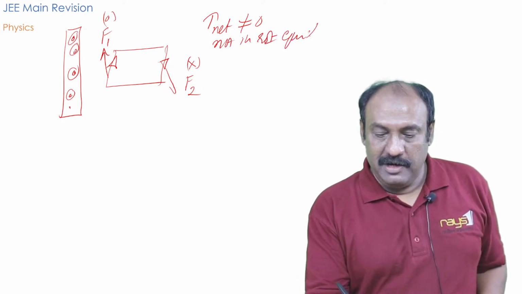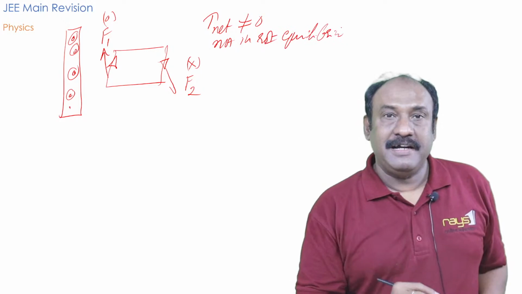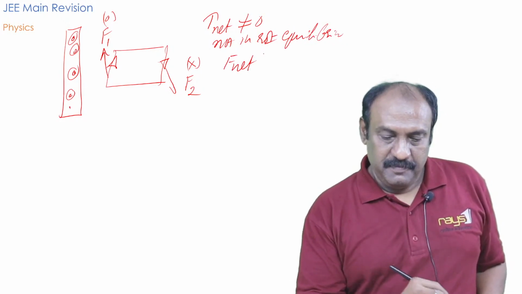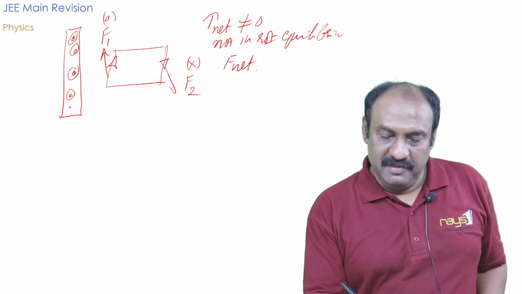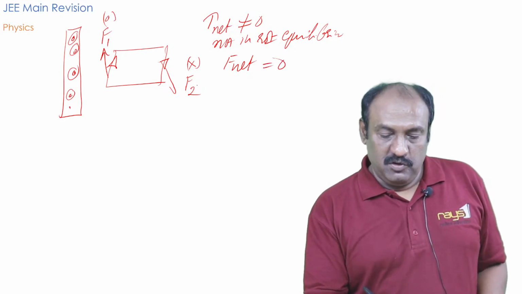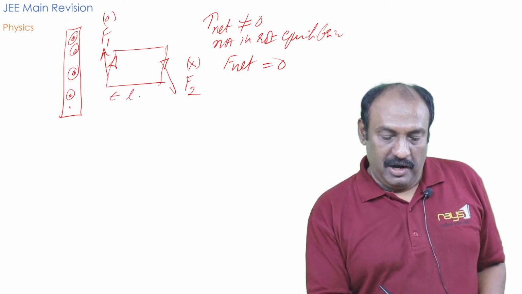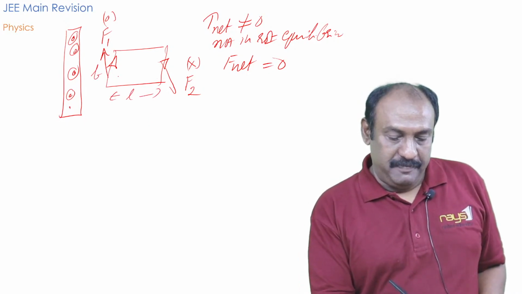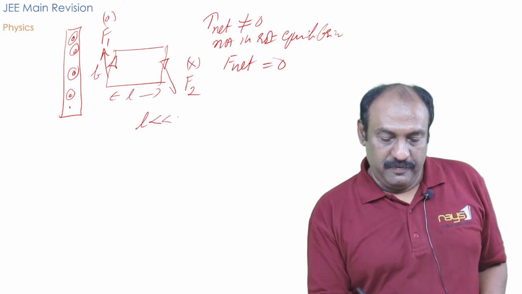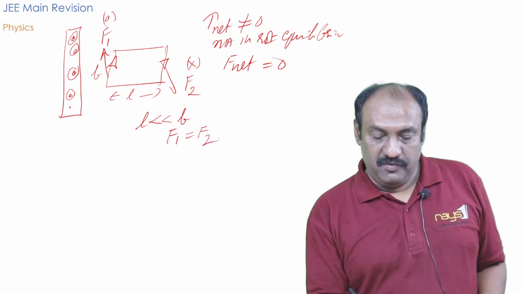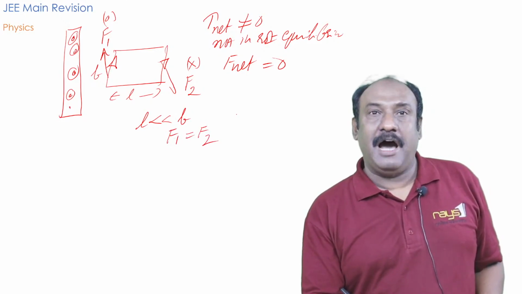Rotational equilibrium. But net force is 0, because these two forces, what are the forces here? If this is a very, very small coil, and L is the length and B the field, then F1 is equal to F2, but in opposite direction.